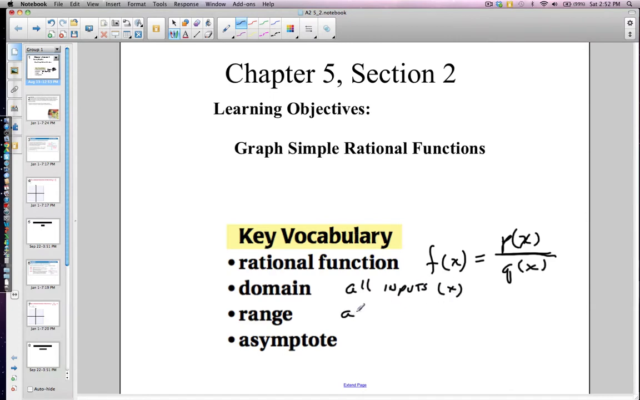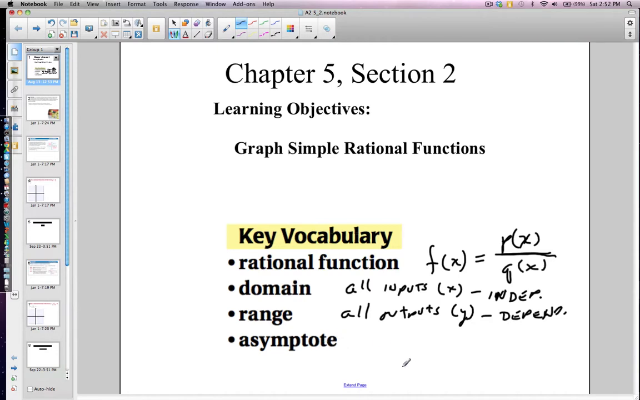And the range would be all the outputs or the y values. Again, x is an independent variable and y would be the dependent variable. And then this idea of asymptotes we worked with last semester.